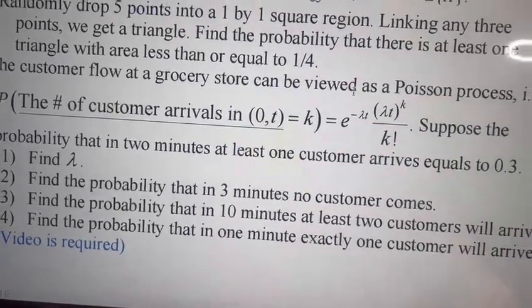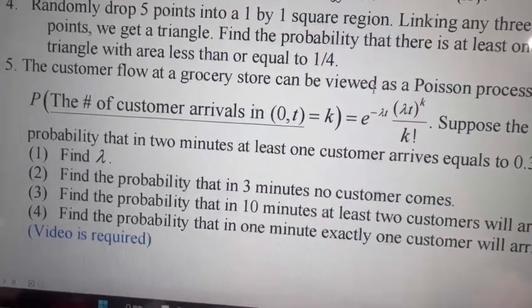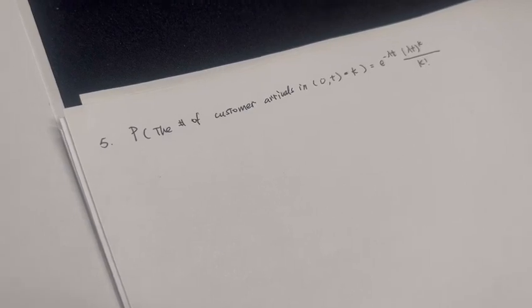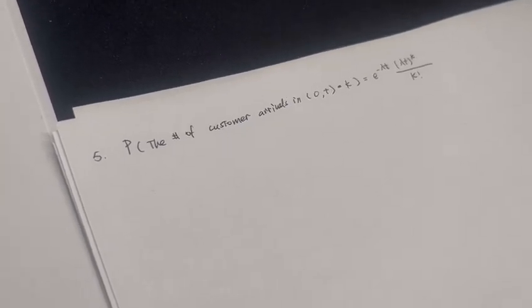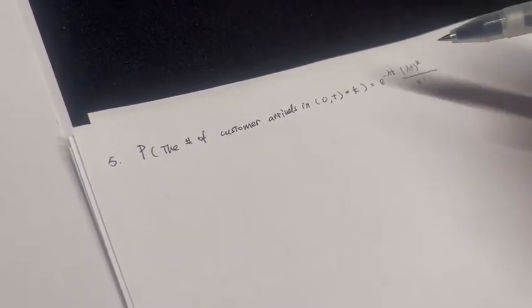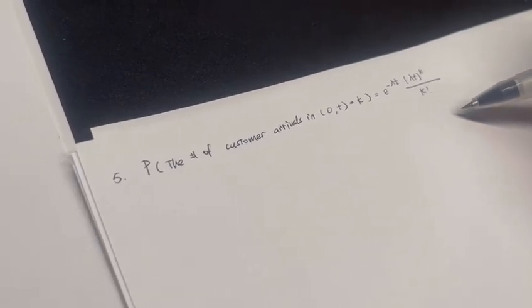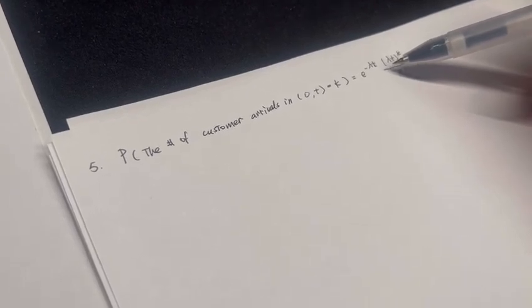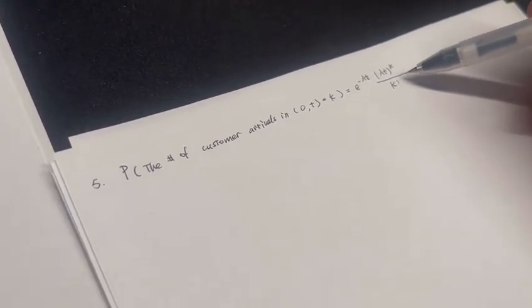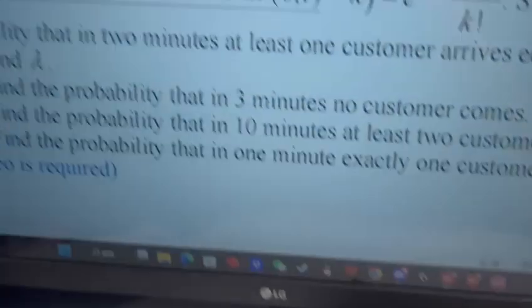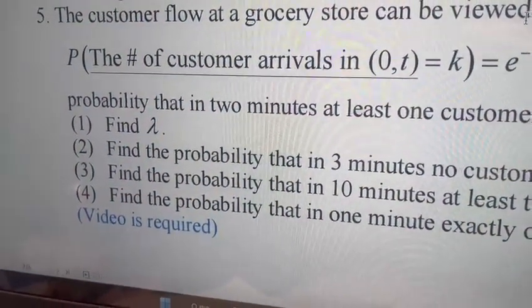As you can see, the question defines the probability that the number of customers arriving in a store during a time from 0 minutes to 2 minutes equals k. The probability is defined as e to the power of negative lambda times t, times lambda times t to the power of k, divided by k factorial. Question 1 asks us to find the lambda.